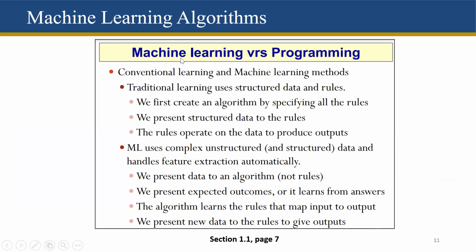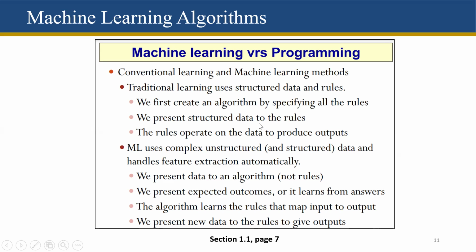So back again, on page 7 of that section 1.1 presentation Dr. Mills did, we're trying to look at the comparison between the machine learning approach to solving problems and the traditional programming approach. With the traditional programming approach, we use structured data and rules, like you saw in the earlier simulation where we had 2 and 3 and the rule addition was applied. We first create an algorithm by specifying all the rules.